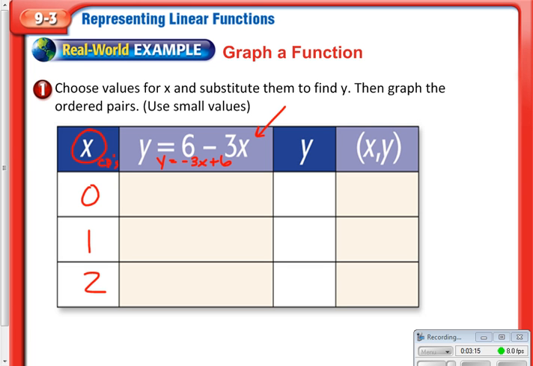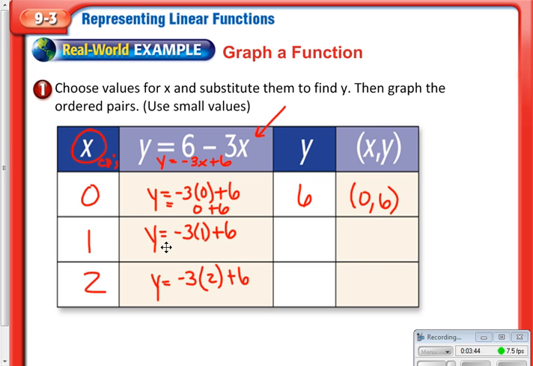And then you're going to plug this information into the next column. So we have y equals negative 3 times x, which is 0, plus 6, and then we can solve for y. Here we get negative 3 times 0 is 0, plus 6, so we find out y is 6. So the ordered pair is 0, 6. Go ahead and fill in the rest of the table. Here we would get negative 3 plus 6, and we find that that would be 3. Down here we have negative 6 plus 6. That would give me 0. So my ordered pairs would be 1, 3, and 2, 0.